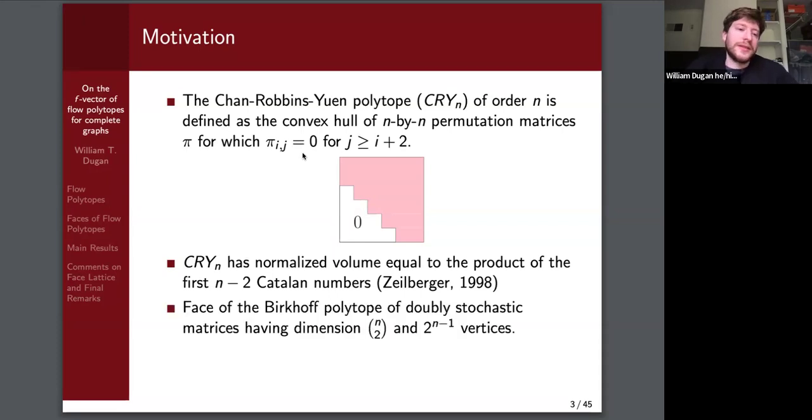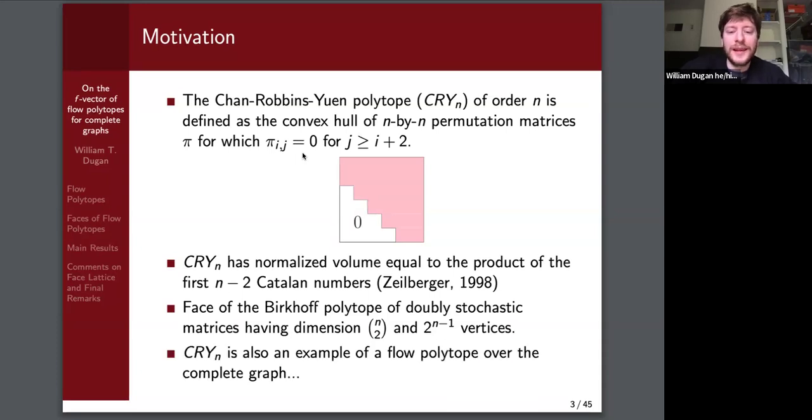It's also famous for other reasons as well. You may have come across it in the context of the Birkhoff polytope. CRY is a face of the Birkhoff polytope of dimension n choose 2 and has 2 to the n minus 1 vertices. And most especially for this talk, CRY is an example of a flow polytope coming from the complete graph. So this is where we start.